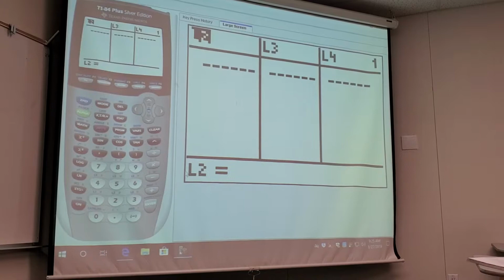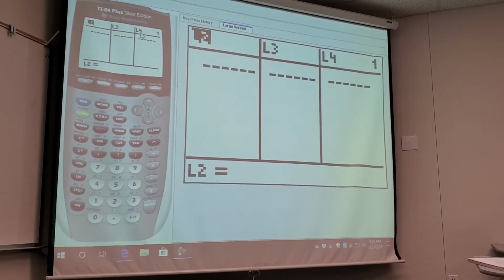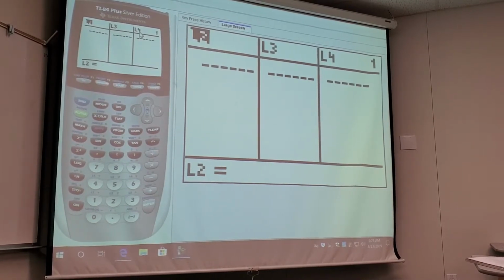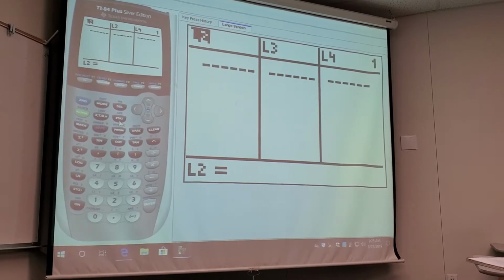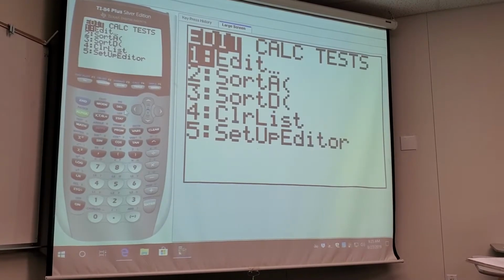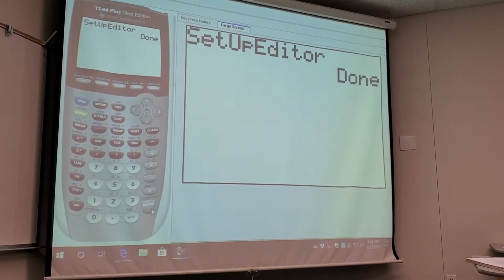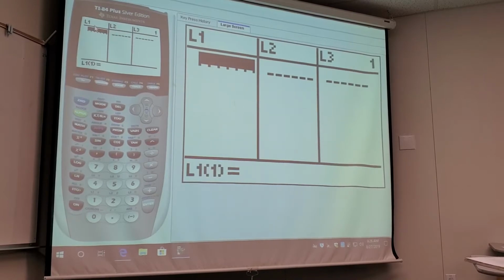Thankfully, I have the power to resurrect the dead. So I go into stat. If any of your lists are ever missing, or if one of your lists is called Fred or something because they actually changed the name, go to stat, setup editor. And then it's very anticlimactic. Done. Then if you go back into stat, your list is back to life.